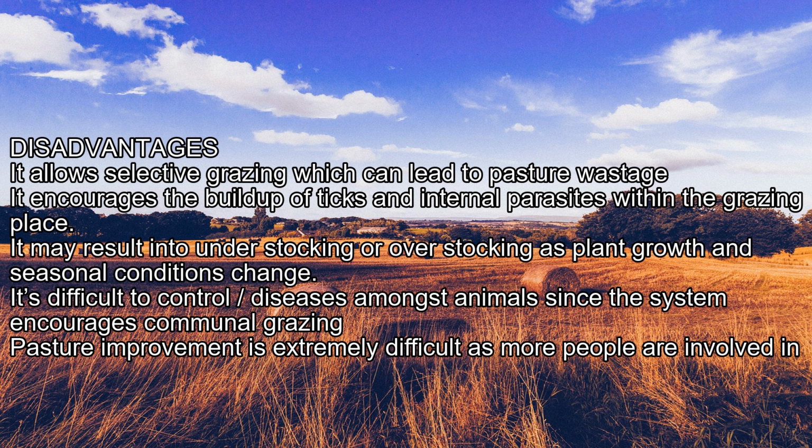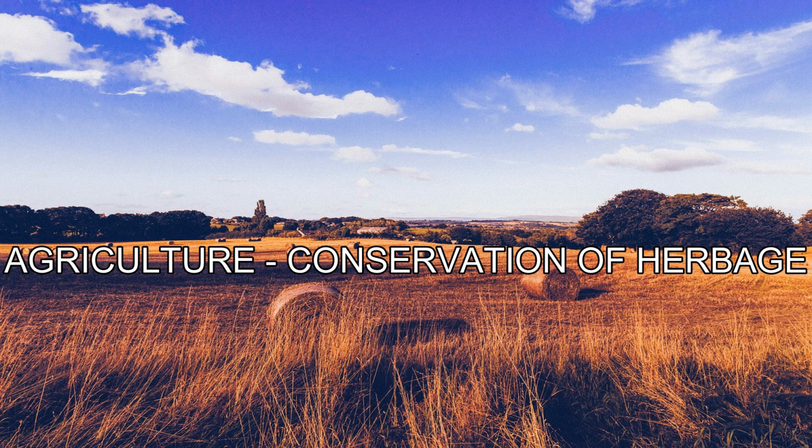Disadvantages. It allows selective grazing, which can lead to pasture wastage. It encourages the build-up of ticks and internal parasites within the grazing place. It may result in understocking or overstocking as plant growth and seasonal conditions change. It's difficult to control diseases amongst animals since the system encourages communal grazing. Pasture improvement is extremely difficult as more people are involved.